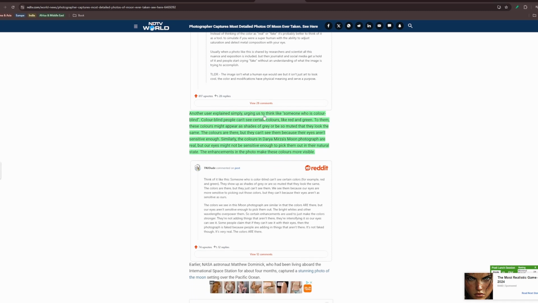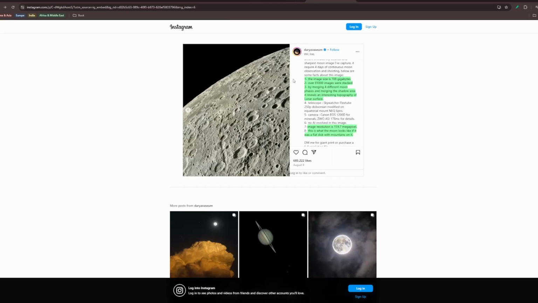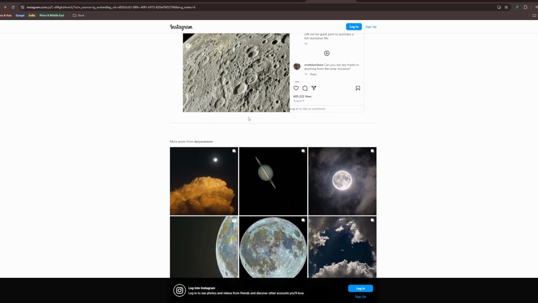Another user explained, simply urging us to think like someone who is colorblind. Colorblind people can't see certain colors, like red and green. To them, these colors might appear as shades of gray or be so muted that they look the same. The colors are there, but they can't see them because their eyes aren't sensitive enough. Similarly, the colors in Darya Mirza Moon's photograph are real, but our eyes might not be sensitive enough to pick them up in their natural state. The enhancements in the photo make these colors more visible. So that's fascinating. And we have his Instagram here, and you can go through some more stuff and pictures.